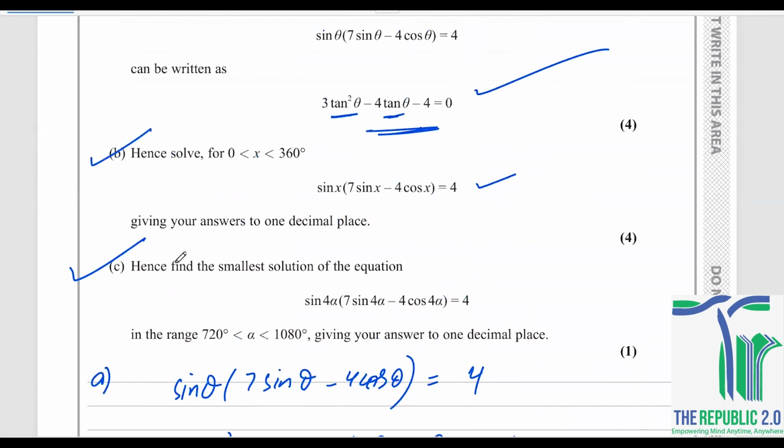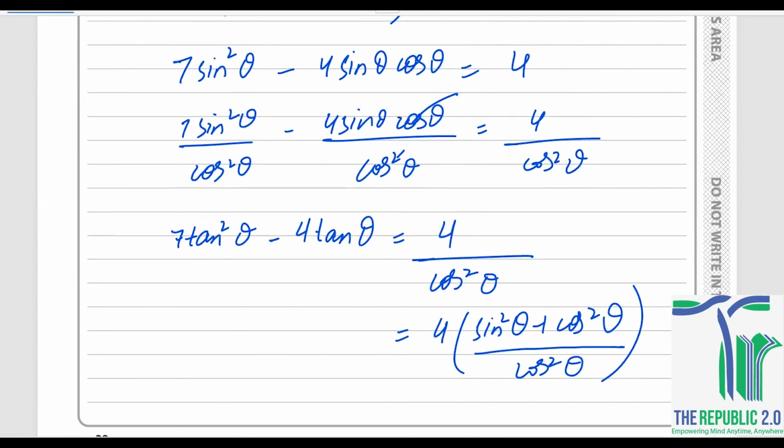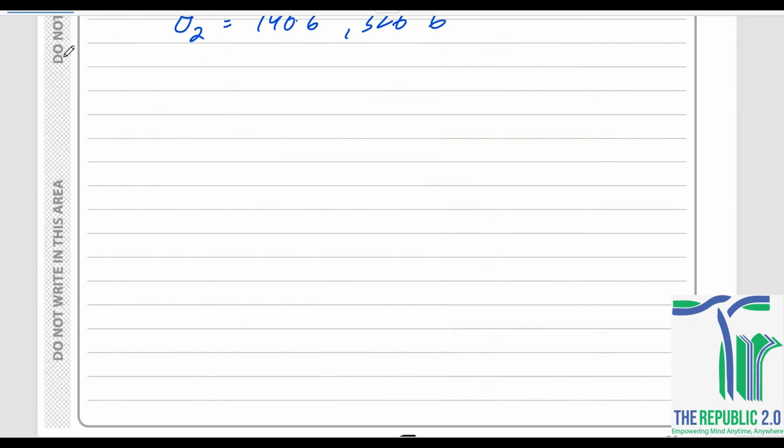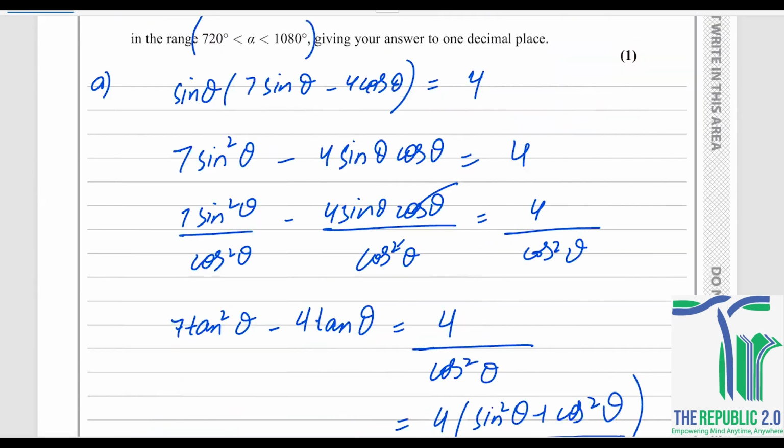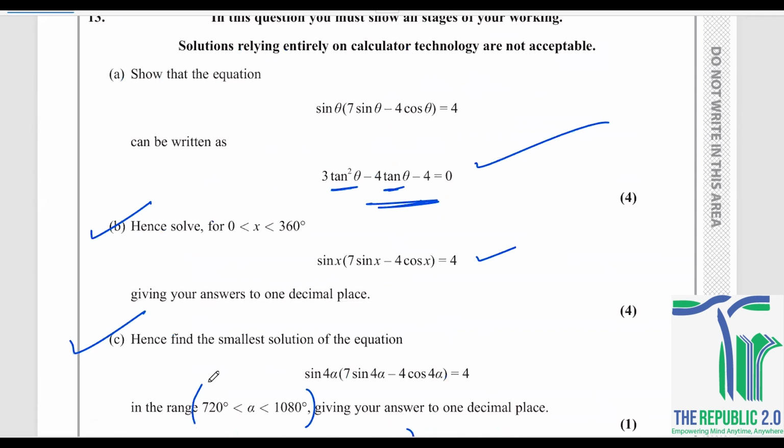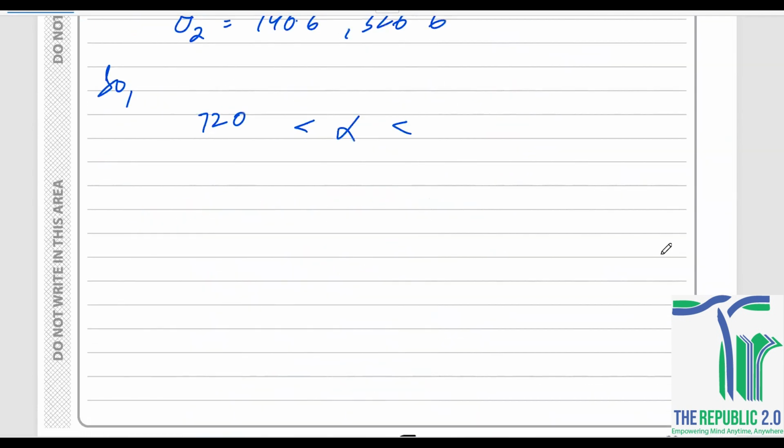In the C part, hence find the smallest solution of the equation sine 4 theta times (7 sine 4 theta minus 4 cos 4 theta) is equal to 4. So what does that mean? You've got this range, and which is alpha. If I just write it down, I had a range of alpha from 720 to 1080, if I'm not wrong, right? Let me just see that. 720 and 1080. Yep.